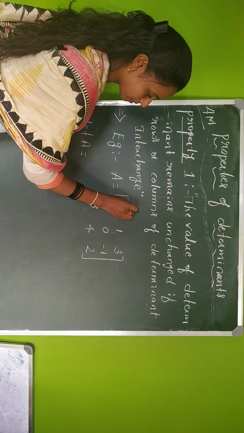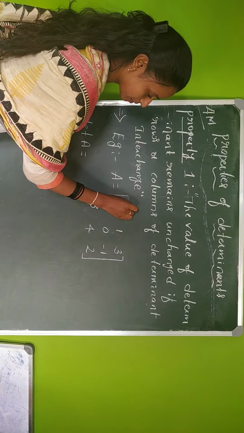Now this is the one part: the value of a determinant remains unchanged. You just keep this value as it is. Now, if the rows or columns of a determinant are interchanged, that means you need to take the transpose of this matrix. So I'll just take it.